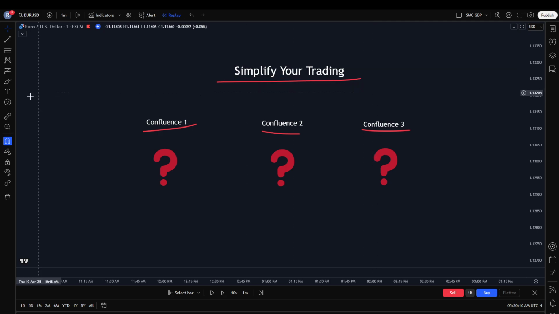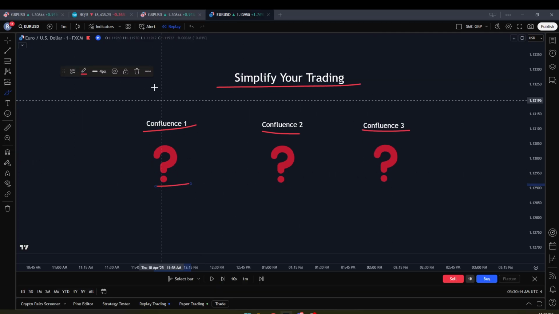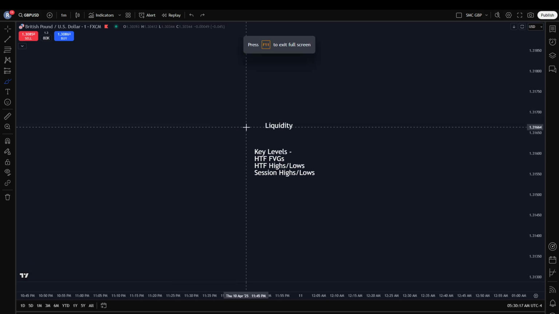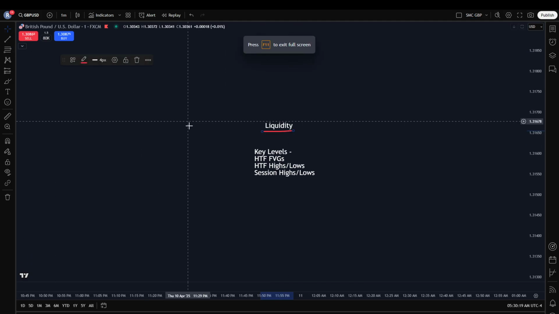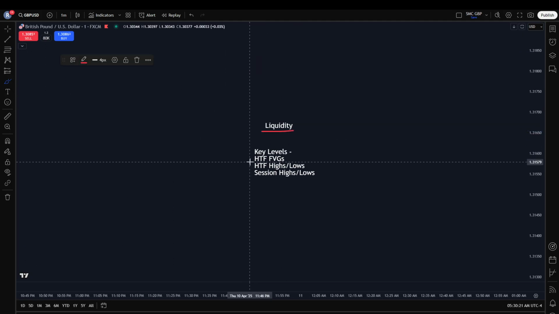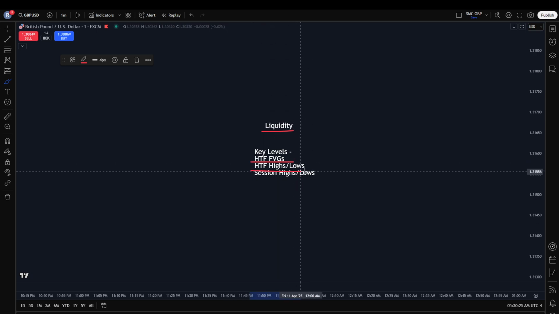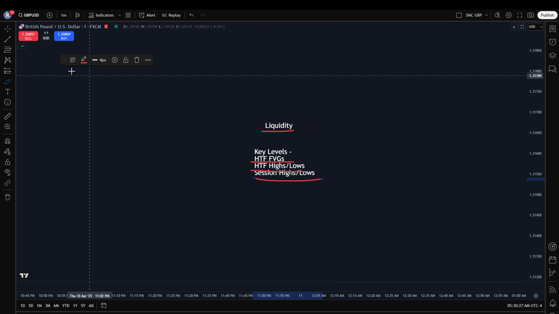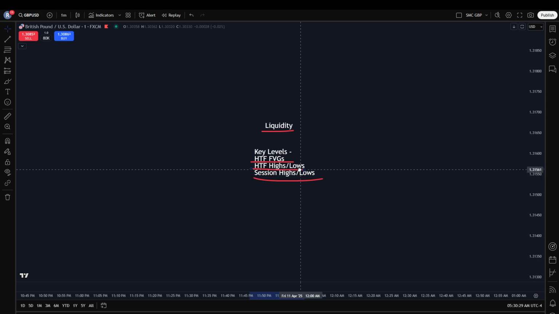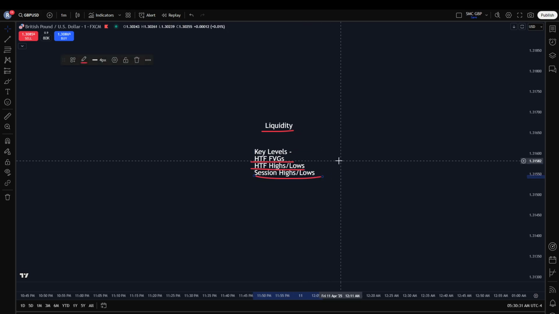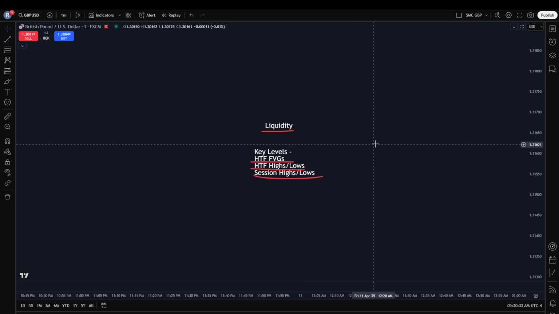But let's go ahead and get started. Let's dive into it. What is my first favorite ICT concept? And that is liquidity. Okay, to me, liquidity is high time frame fair value gaps, so internal to external liquidity. You guys are familiar with that concept, and high time frame highs and lows as well as session highs and lows. As I said before, trading can be simple if you have specific criteria for your concept or how you're going to implement it into an overarching model.